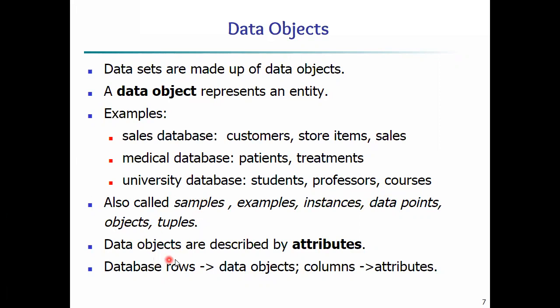Okay, and data objects are described by attributes. So what is the main role here? What exactly is a data object made from? Using the attributes. So what is meant by the attribute concept in data mining? Just concentrate: database rows are called data objects and columns represent attributes.